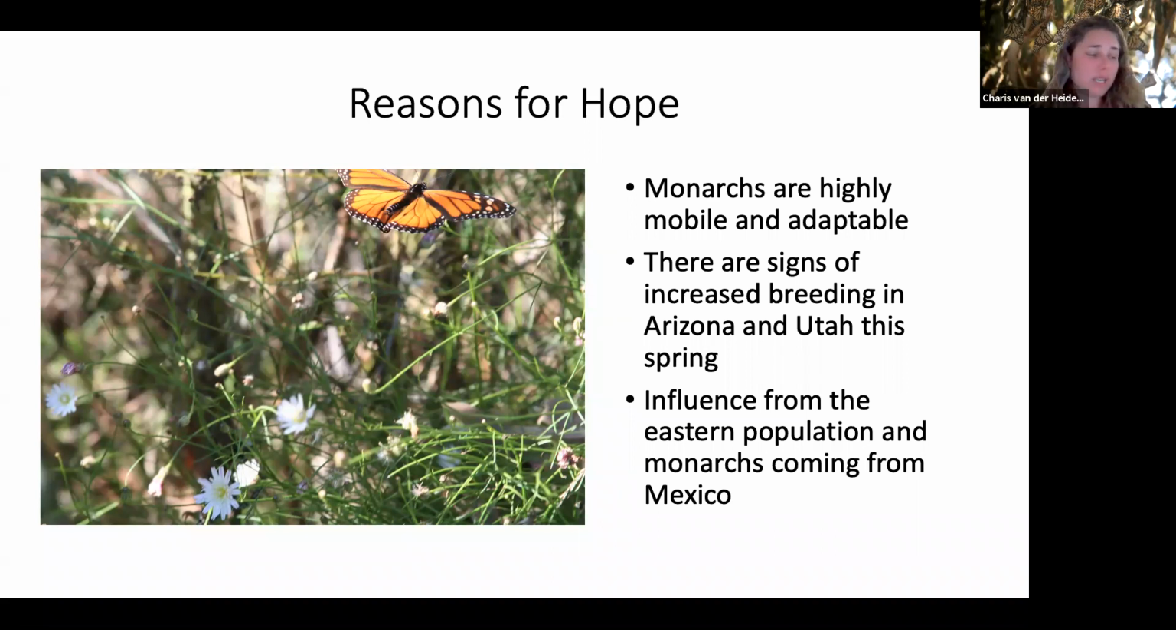We are also seeing signs of increased breeding in Arizona and Utah this spring. And this means that the Western population could be influenced by monarchs coming from Mexico and from the Eastern population. So we could see an influx to the West from the more robust Eastern population. And we still have so much more to learn. So thank you.